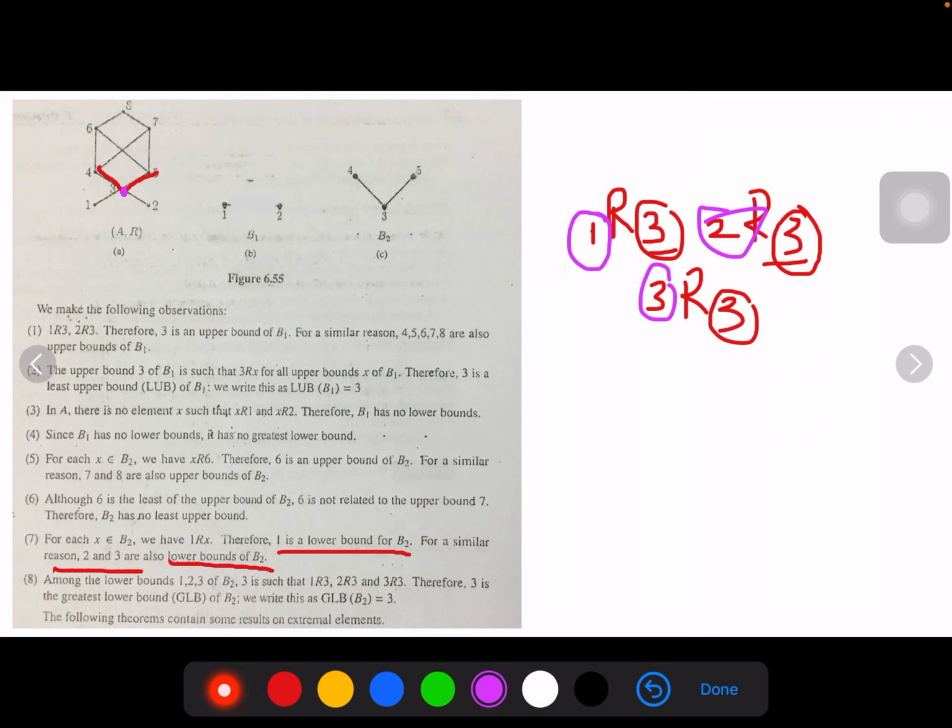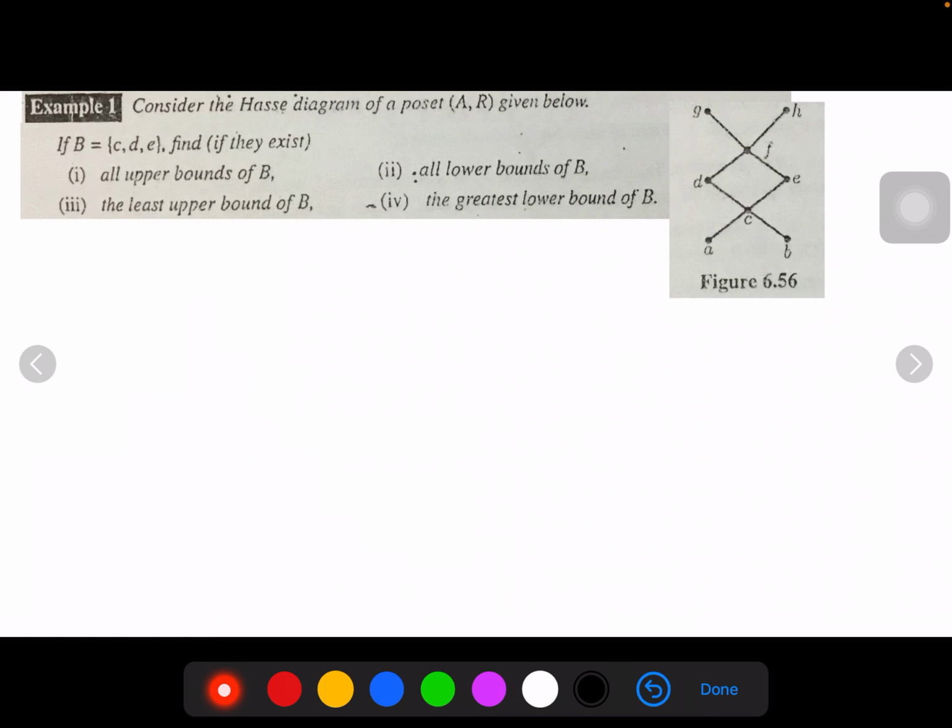Now among all these, 1, 2, 3, which becomes the greatest lower bound? If any one element is related by all other elements, then it becomes the greatest lower bound. Is that satisfying the condition? Yes, that is 3. 3 is related by all of 1, 2, 3. Therefore, you can say that 3 is the greatest lower bound, GLB, for the second set. Cleared? So that is the definition and example for lower bound, upper bound, greatest lower bound and least upper bound. With that you can move on to the next problem.